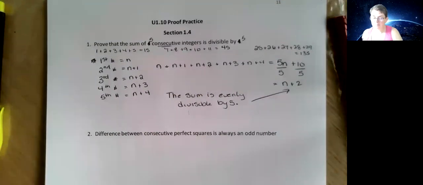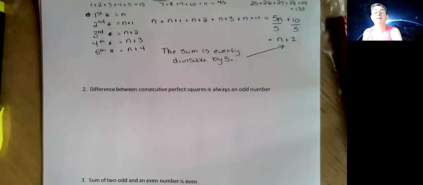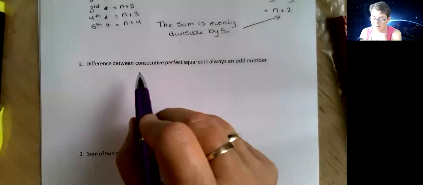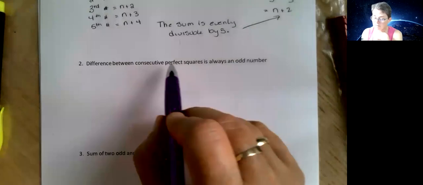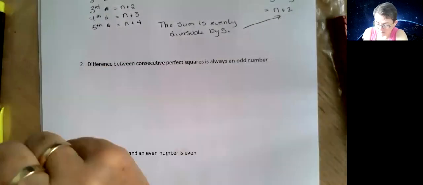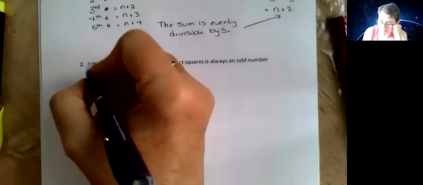All right, next one. I'm going to do this next one with you, and then I think on the last one, you should try it on your own. But this is: the difference between consecutive perfect squares is always an odd number. All right, so consecutive means one after the other.